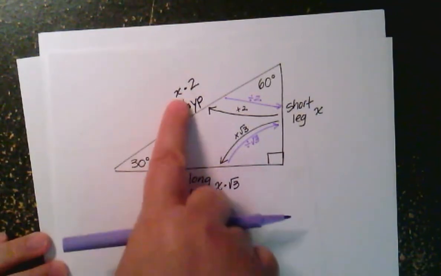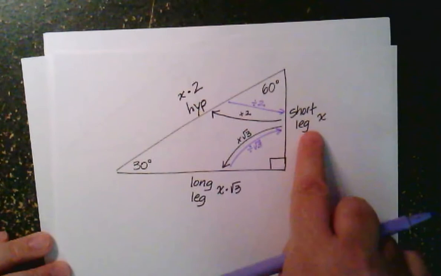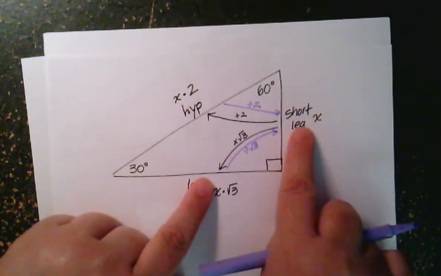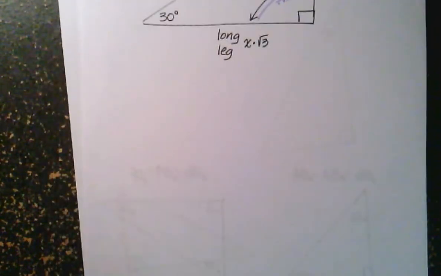So notice that I don't ever go from the hypotenuse to the long leg or the long leg to the hypotenuse. If I start with anything other than the short leg, the first thing I do is go back to the short leg. All right, let's look at that maybe drawn a little differently.